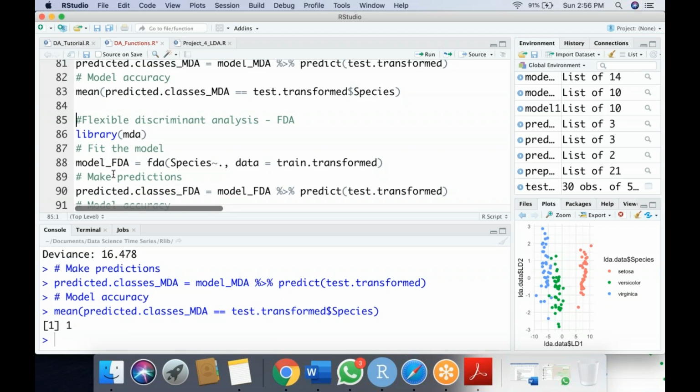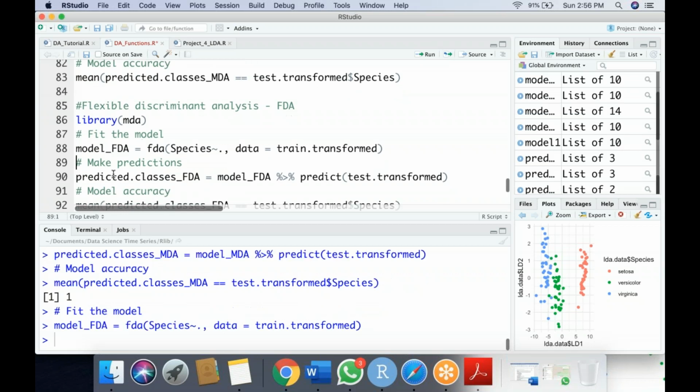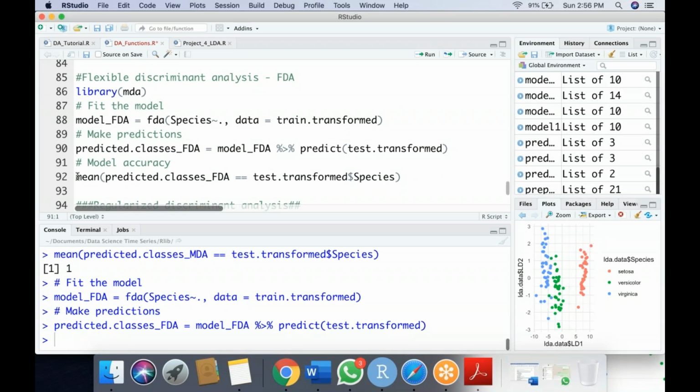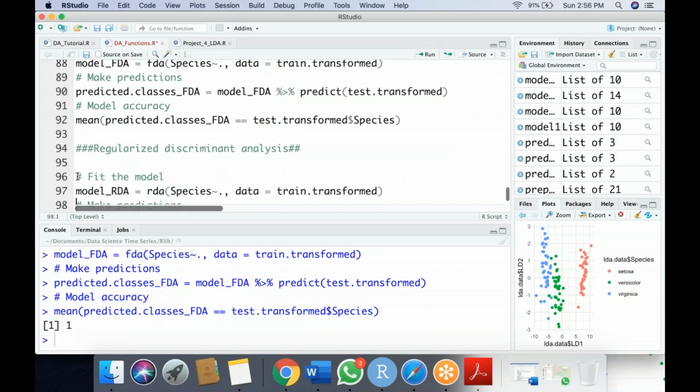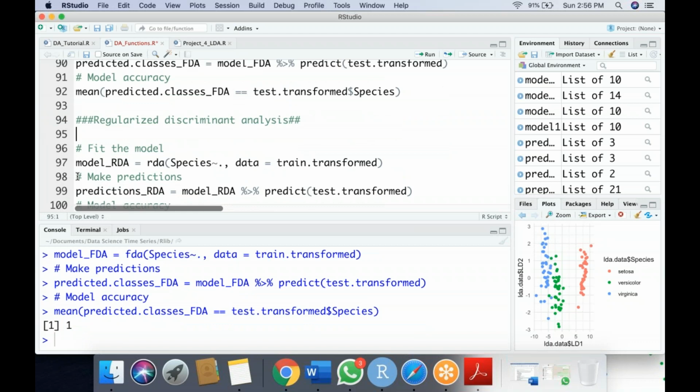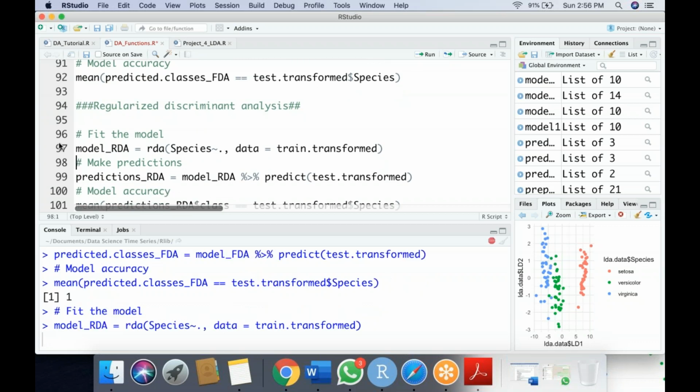Similarly, if we try to compute flexible discriminant analysis, that is FDA, we can get it using the same mda package. Instead of MDA, you have to write FDA here, and the prediction goes in a similar way. And if you want to compute regularized discriminant analysis, then this is the technique. For that, you have to use the klaR package.